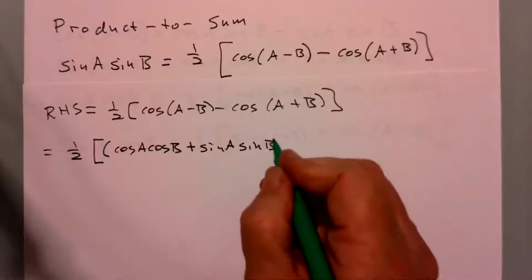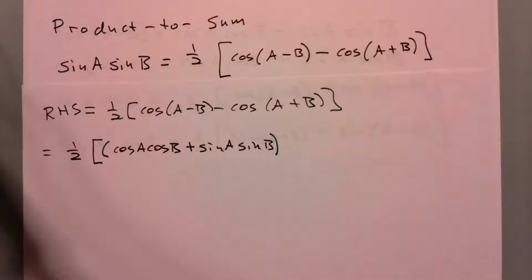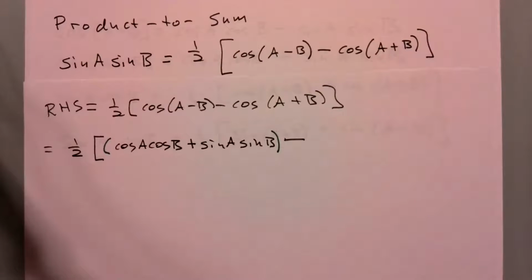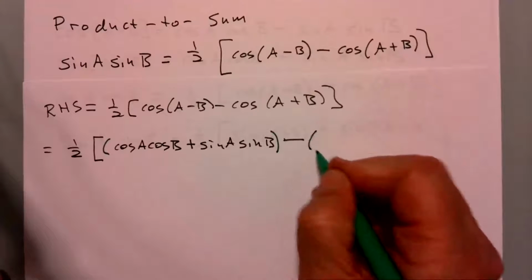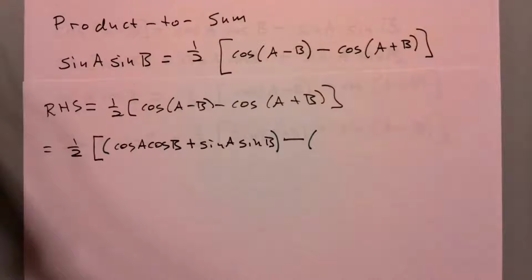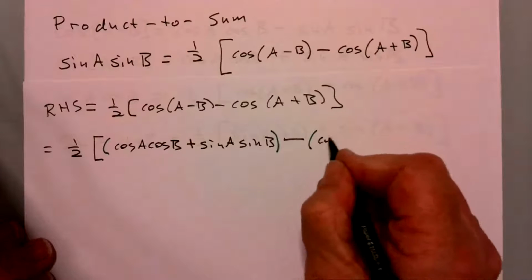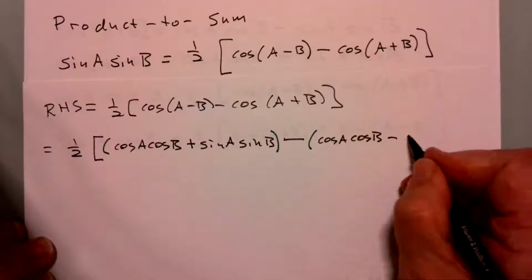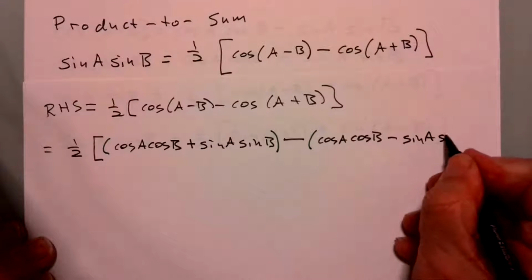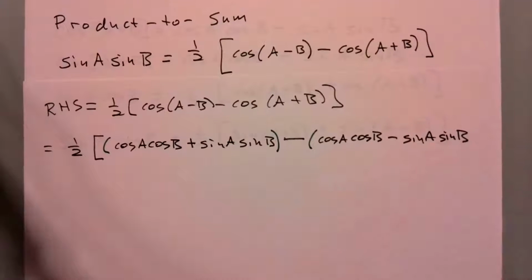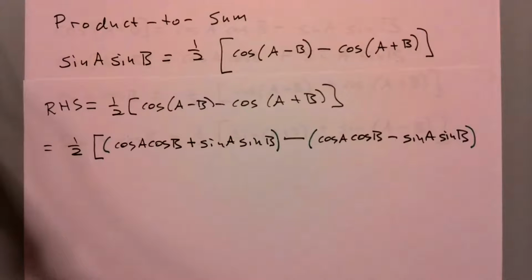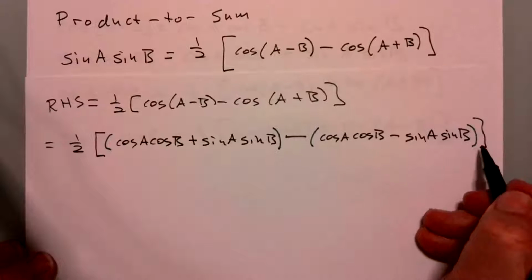So that's our first piece, minus cos of A plus B. What is cos of A plus B? Cos A cos B minus sine A sine B. So again, I'll put that in parentheses here for us to see: cos A cos B minus sine A sine B. And we need to go ahead and simplify this and see if we indeed get our left-hand side.